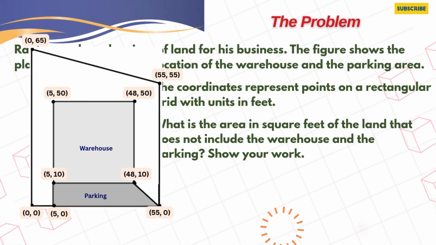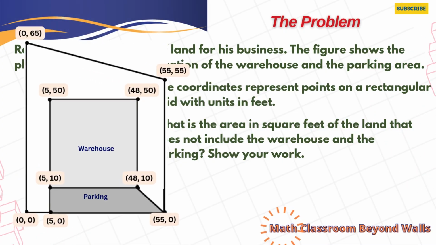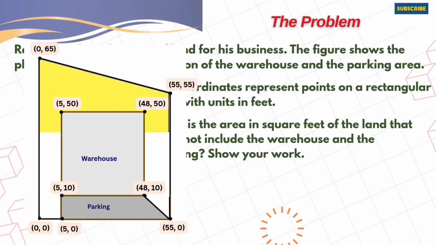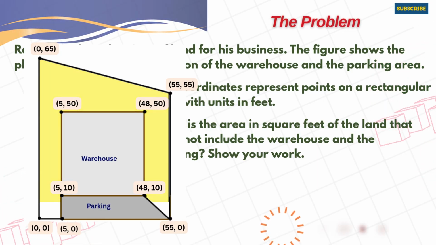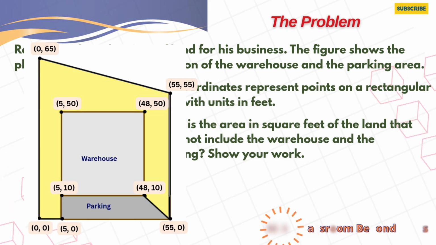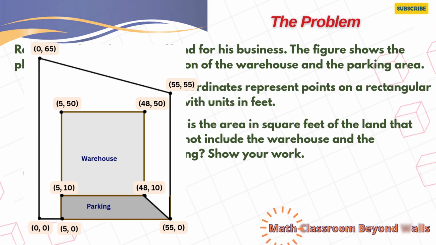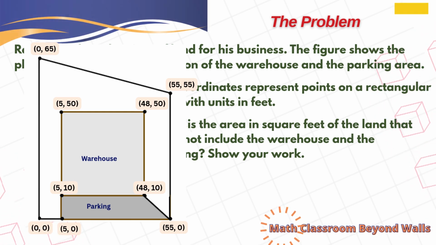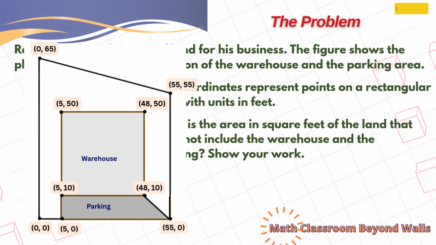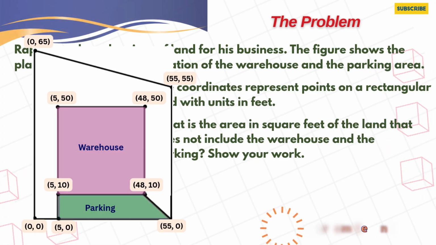Okay, so let us examine the diagram carefully and see what we can do with it. Take note that we are to solve for the area of the vacant space, that is, the area of the land that does not include the warehouse and the parking. Do you have an idea on which part of the diagram to start working on? Okay, let us start by determining the area covered by the warehouse and the parking.